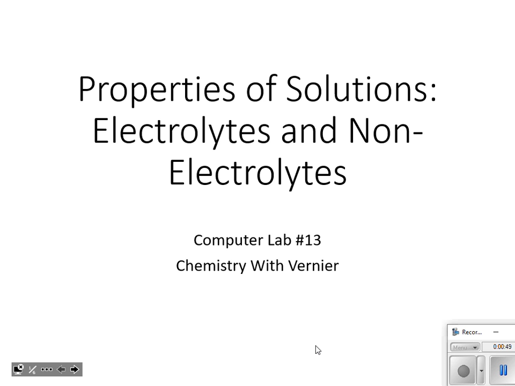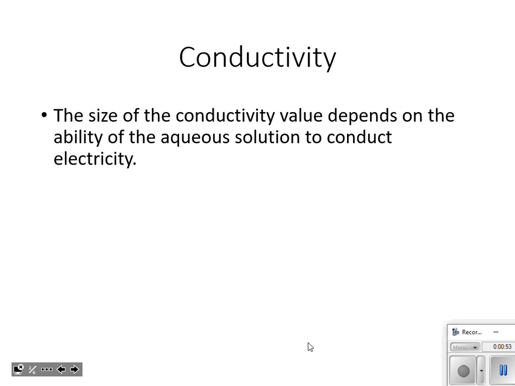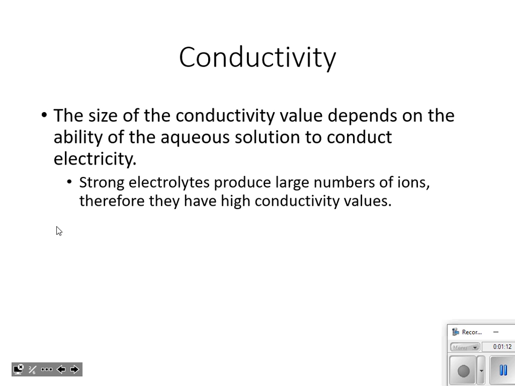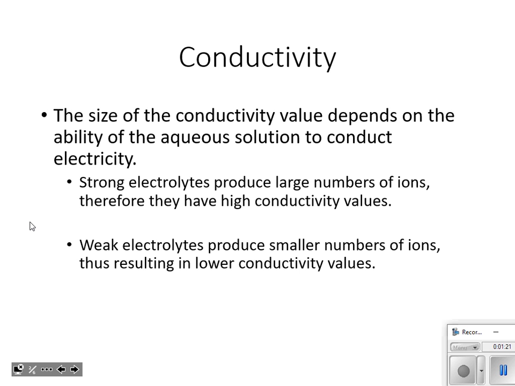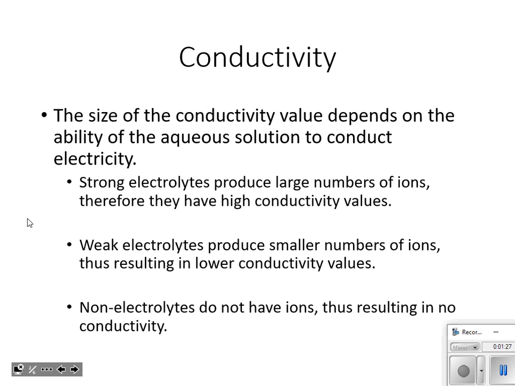Now, when we talk about this conductivity, the size of the conductivity value depends on the ability of the aqueous solution to conduct electricity. So, can that solution conduct electricity? If it does, we have a conductivity value. Strong electrolytes give large numbers of ions, therefore they have high conductivity values. Weak electrolytes have smaller amounts of ions, resulting in lower conductivity values. And finally, non-electrolytes don't have ions. Therefore, there is no conductivity.